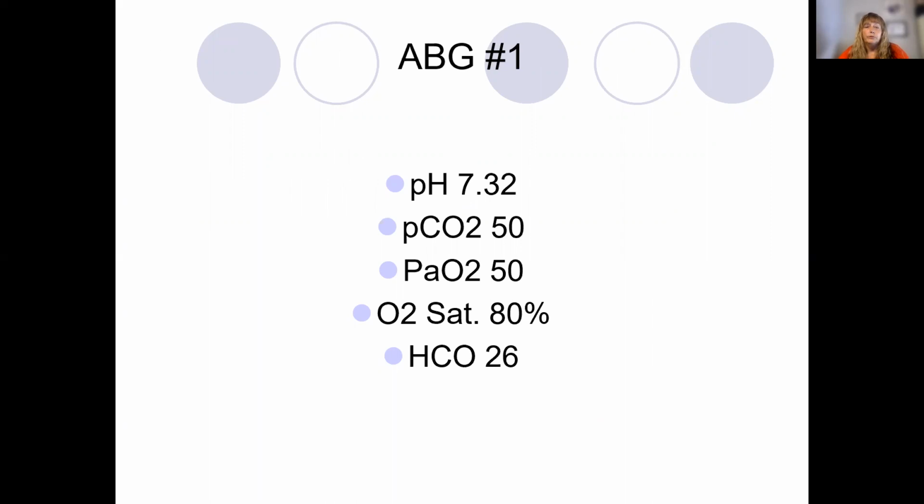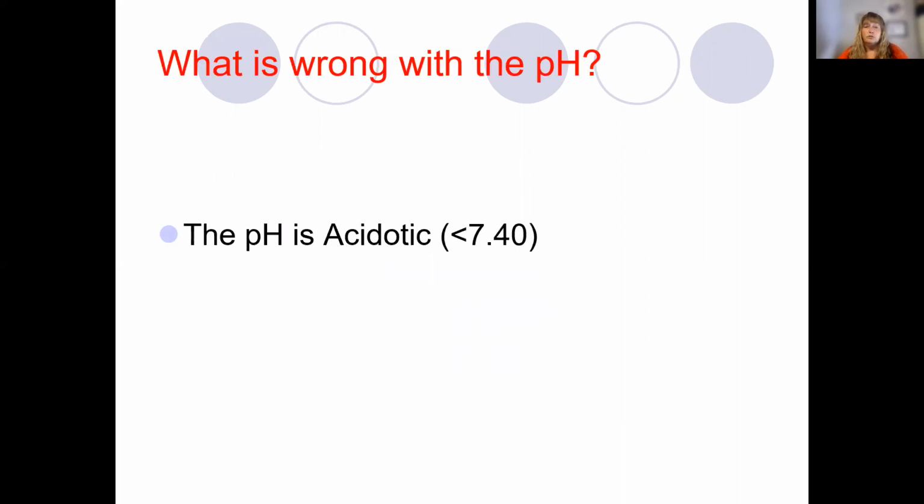So let's go through this blood gas. We have a pH of 7.32, a PCO2 of 50, a PaO2 of 50, an oxygen saturation, or SaO2, of 80%, and a bicarbonate level of 26. First question: what is wrong with the pH of this patient? Well, the pH is less than 7.40, so it's outside of homeostasis and it's acidotic.